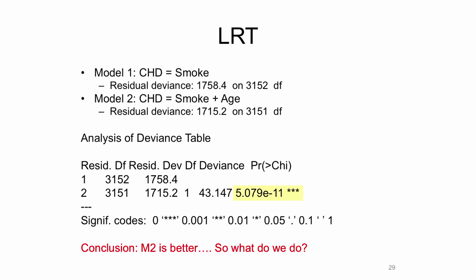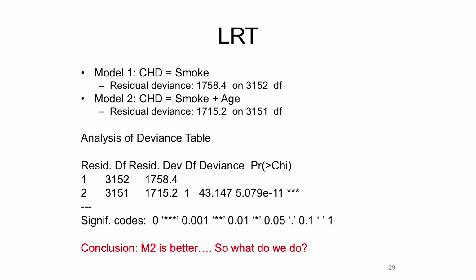So we can see that the p-value is less than 0.05, so the residual deviance of the second model that included age is lower. Based on this, we can reject the null hypothesis that the full model is not significantly better than the reduced model, and conclude that we have evidence to support our alternative hypothesis that the model that includes age is significantly better.